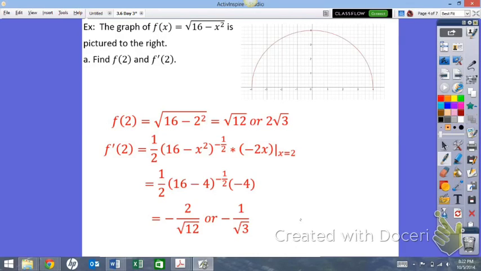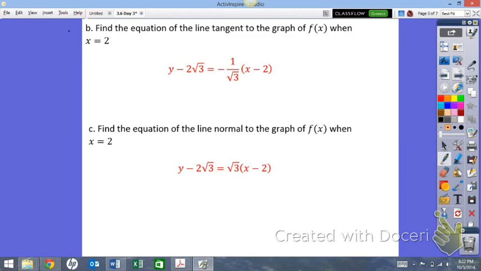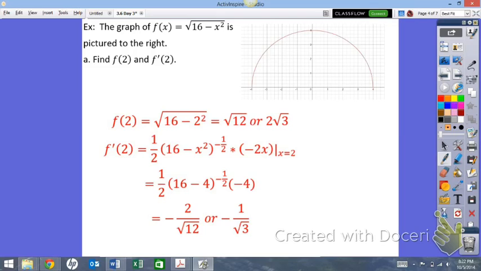Now if we continue on to parts B and C, B and C is just looking for the equation of the line tangent to the graph of f at 2, and then the equation of the line normal to the graph of f at 2. So notice I've just plugged these into point slope. Again, if we look back at the beginning of this example, here is my y1, right? 2 radical 3 is y1. That comes from just regular f.